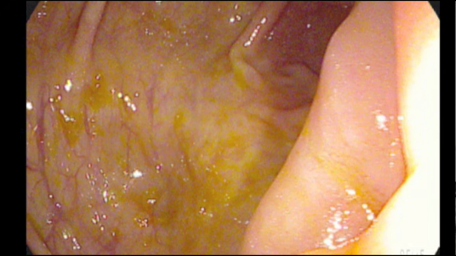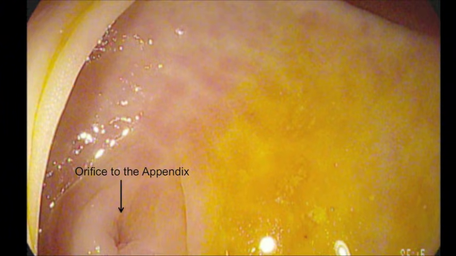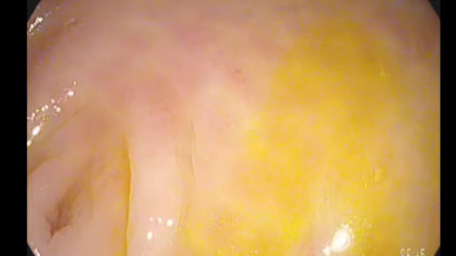Here's another view of the ileocecal valve that the scope just passed through. At this junction, there's a distinct epithelial transition from the villous structure of the ileum to the smooth mucosal surface of the colon. The villous pattern and Peyer's patches of the ileum are also faintly visible. Adjacent to the ileocecal valve is the orifice to the appendix. Surrounding this opening are hyperplastic lymphoid follicles.